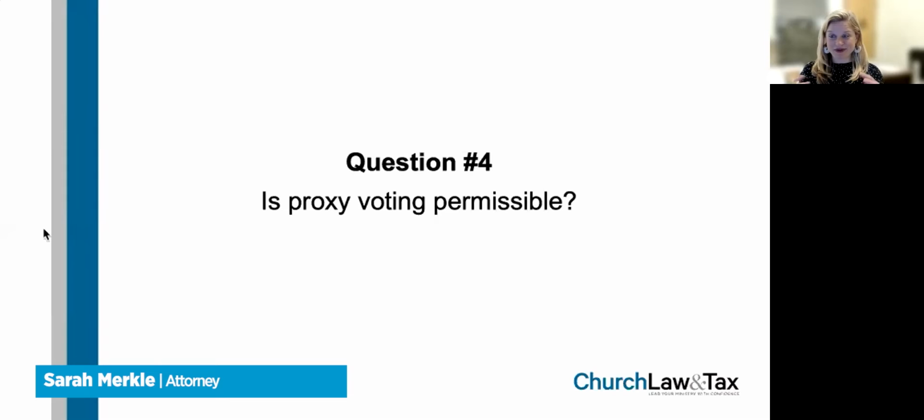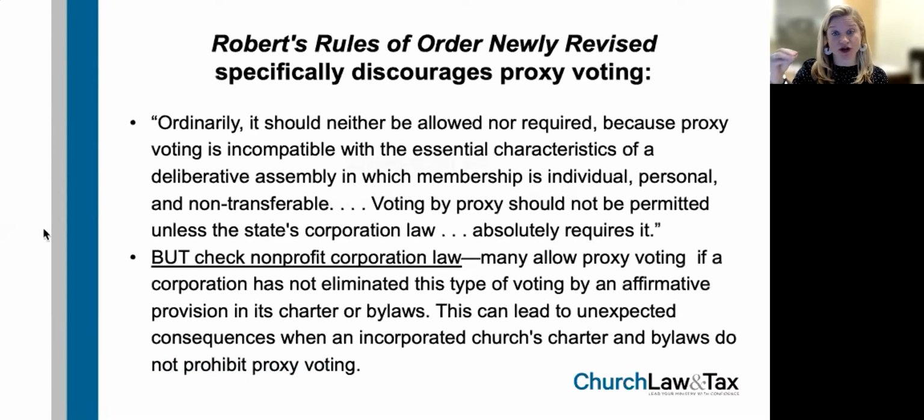Just so we're all on the same page, proxy voting is voting where you designate somebody else to vote on your behalf. So you're not at the meeting. And when we think about absentee voting and proxy voting, the reason that Robert's Rules is so resistant to those items is because it envisions a scenario where you come to a meeting, you hear the motion or the topic, you hear the discussion, and then you vote accordingly.